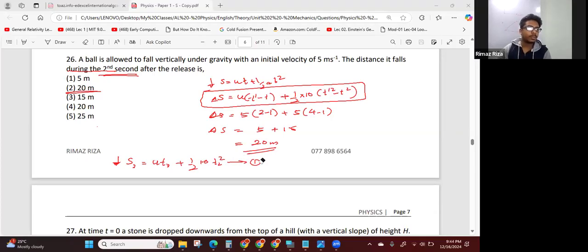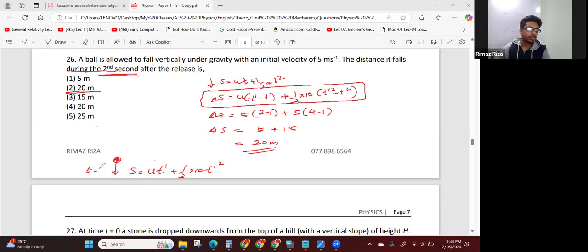Or sometimes, in general, what I can say is the displacement of the ball after some time, let's say after 5 seconds or any time. Then I can write that x equals u t dash plus half into 10 into t dash squared. This is the displacement of the ball after 5 seconds.